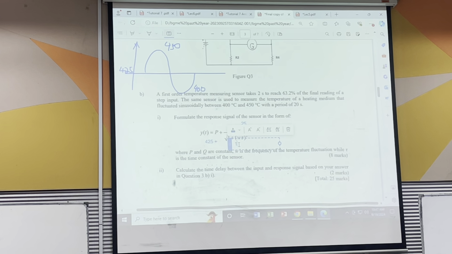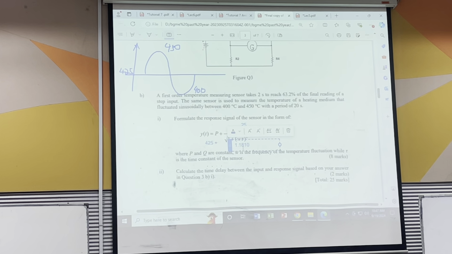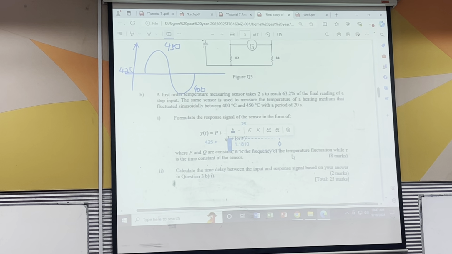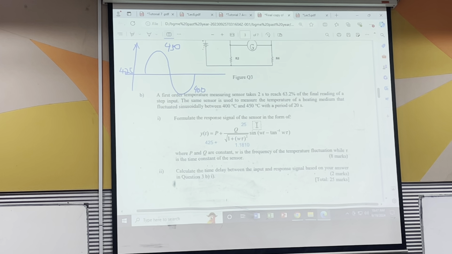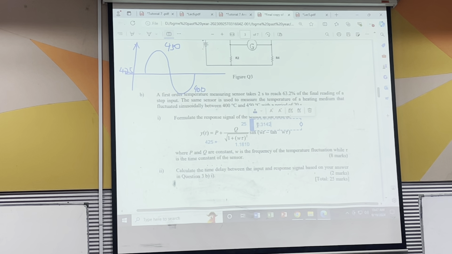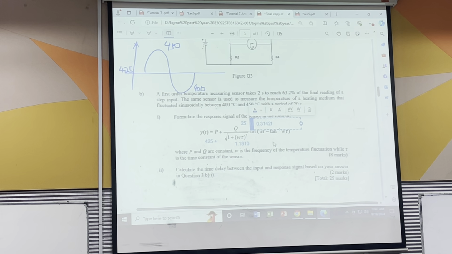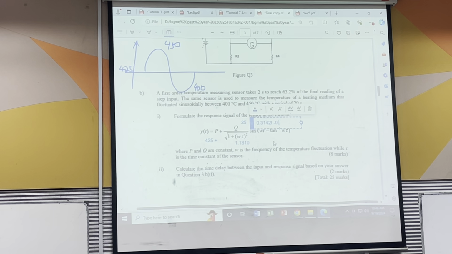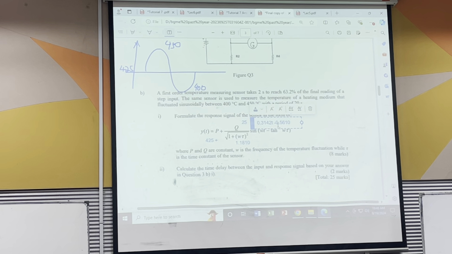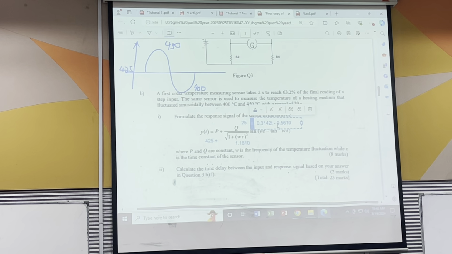Over 1.180, add 1.1810 sine 0.1 sine is 0.3142 t minus 0.5610. I think this one is in radian mode, so it's up to you whether you want to present in radian mode or degree mode.